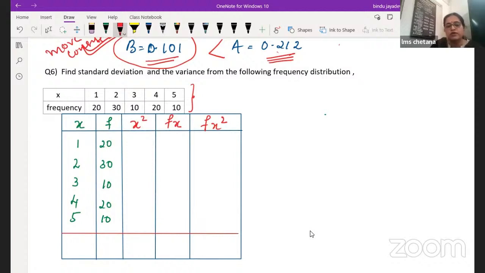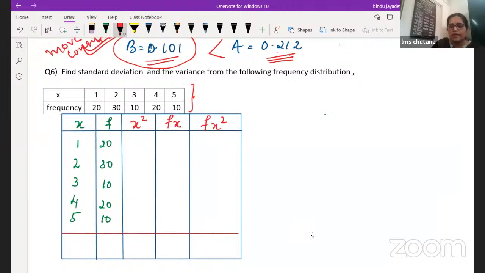Suppose the question is to find the standard deviation from the following distribution. Step number 1, construct the table with 5 columns. What are the columns? X and F, exactly from the question. Then 3 extra columns: X square, Fx, and Fx square. Now we are going to complete those columns.